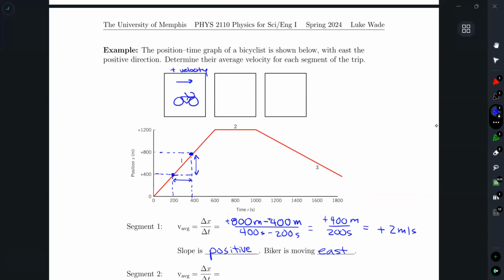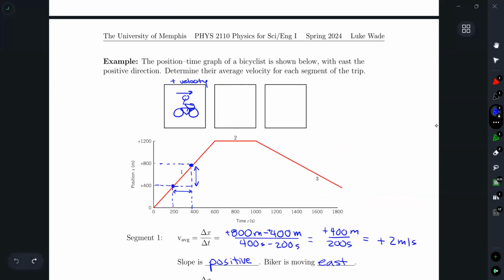Who knows how a bike looks? No one's ever seen a bike, right? Who knows how a human being looks? No one's ever seen a human being.